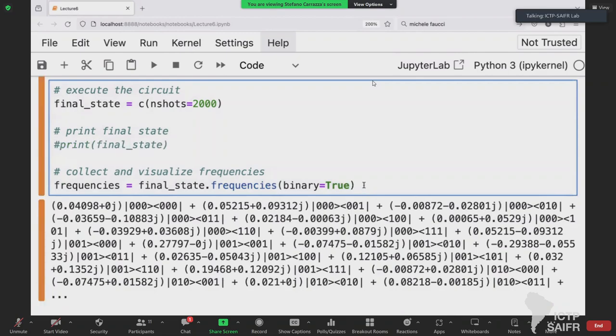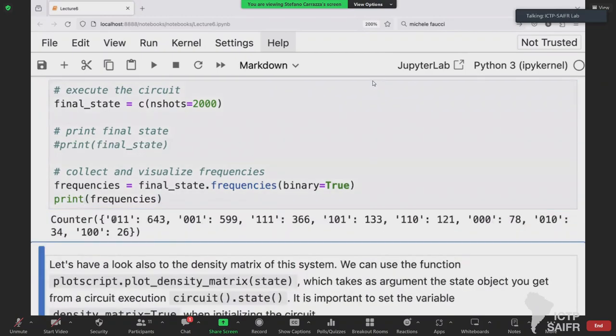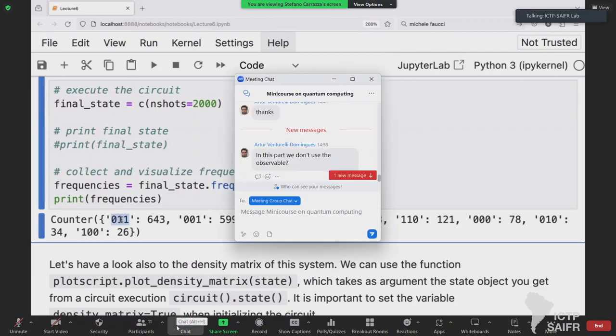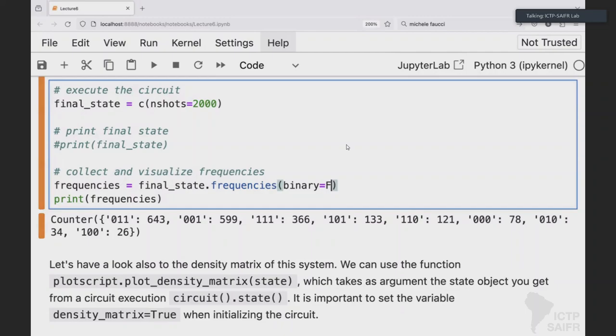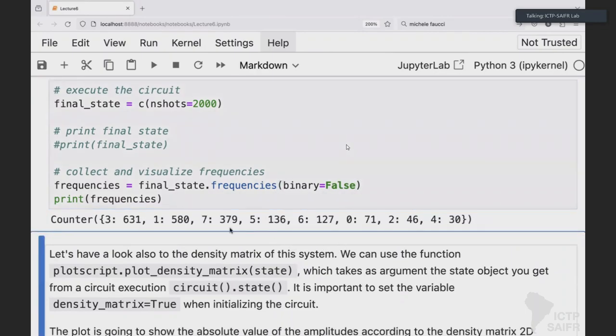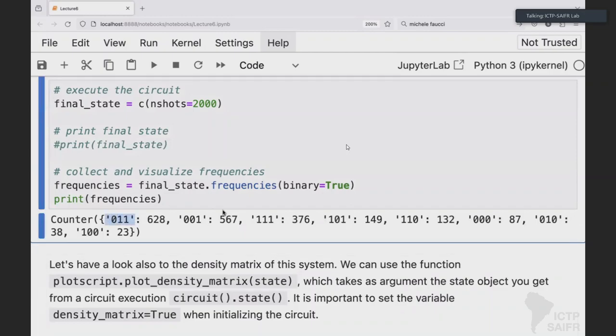Now let me comment this and just print the frequencies so you can have a look at how they look. So here we have the counter object. And the counter object is measuring how many times we get the 011, the 001, and the other states. Now, if instead of using binary I switch off the binary representation, what you should expect to see is, again, the number of counters, but based on the index of the counter. So for us, it's better to use the binary label, because then we can directly go to matplotlib and set the x labels matching directly the state composition, so it's easier.